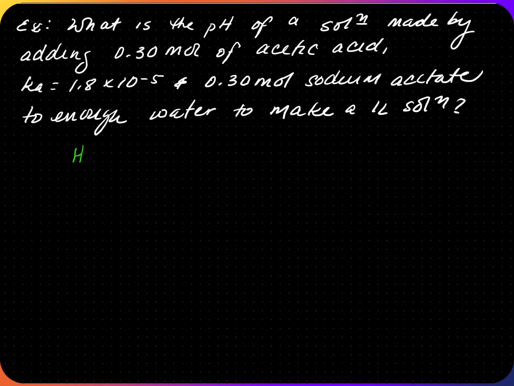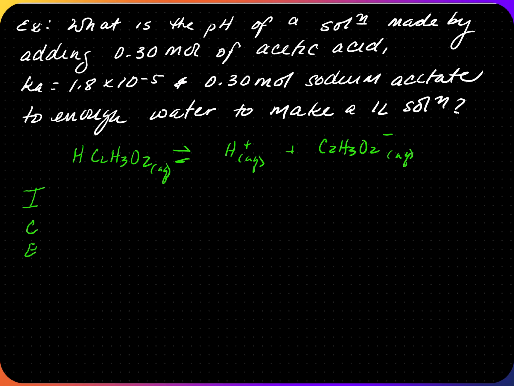So my equation is HC2H3O2. It's going to break into H plus and C2H3O2 minus. These are all aqueous. And now I'm going to set up my ICE table, because we have initial concentration and we want the equilibrium concentration, because we are looking for the pH. And to find the pH, we need to find the H plus concentration.